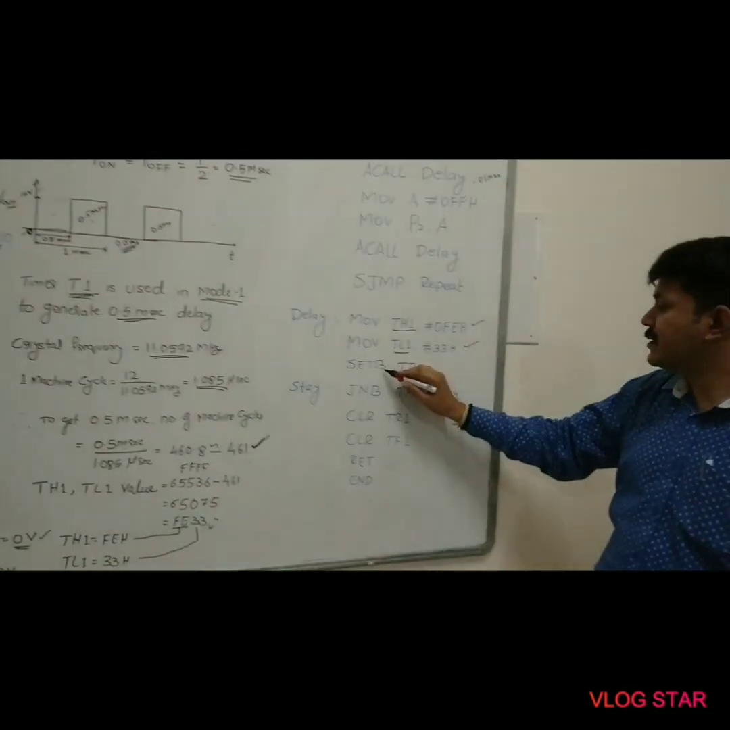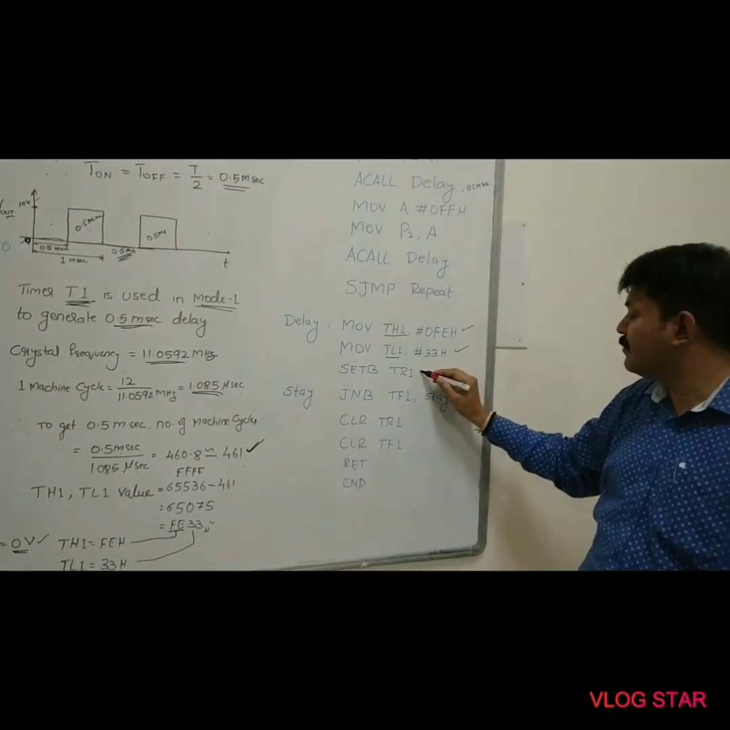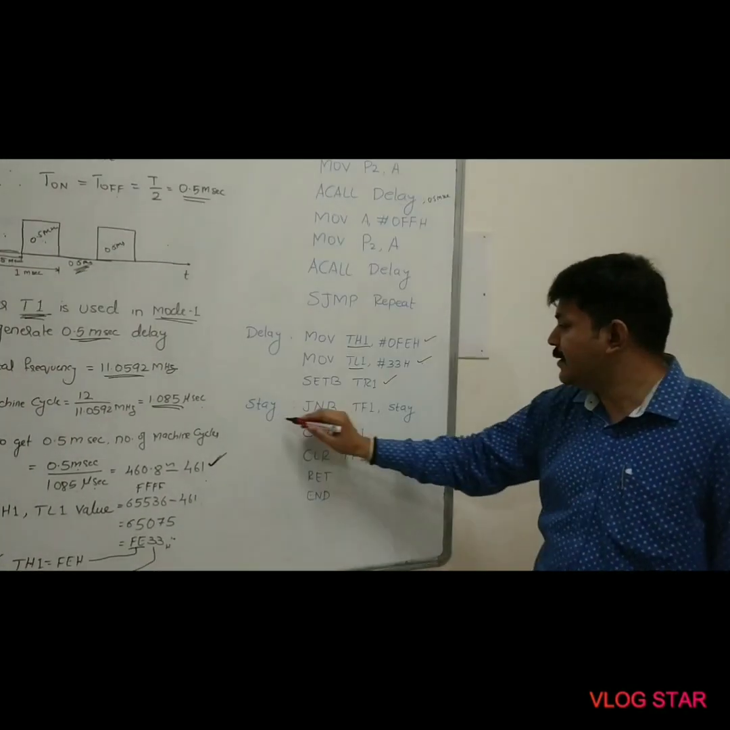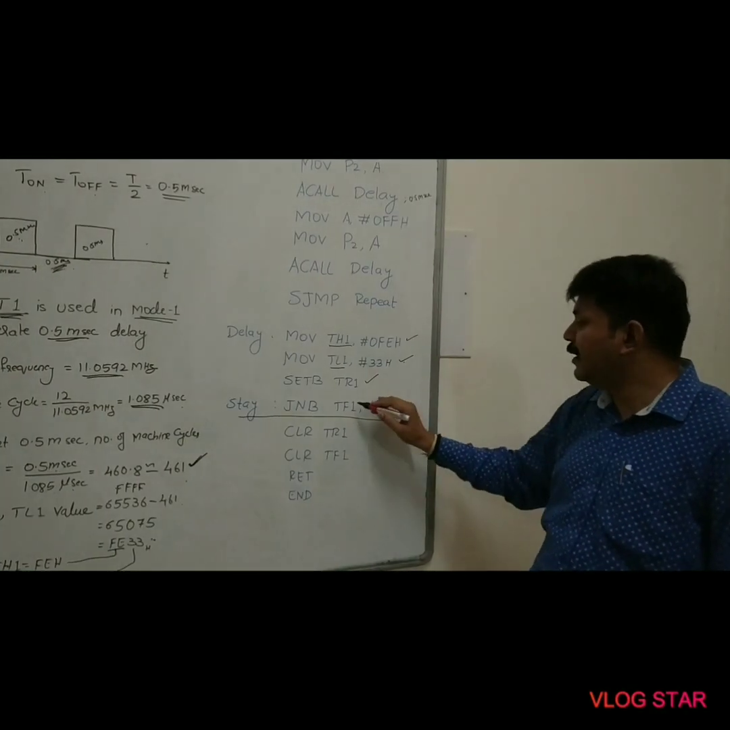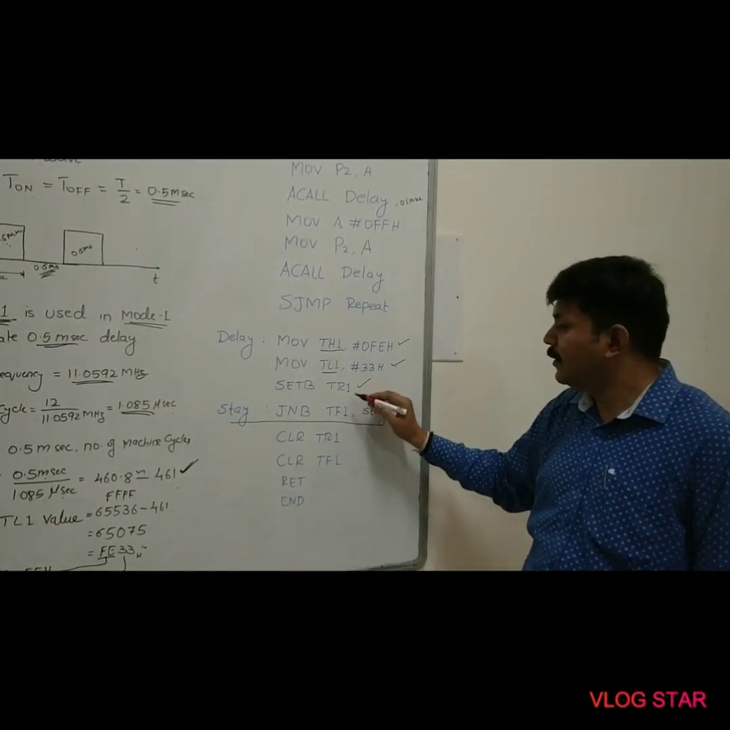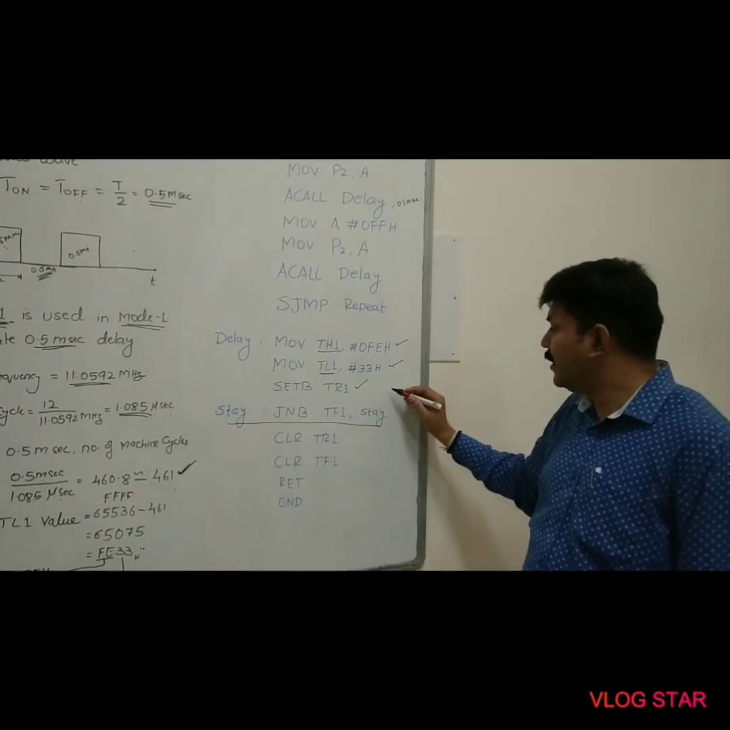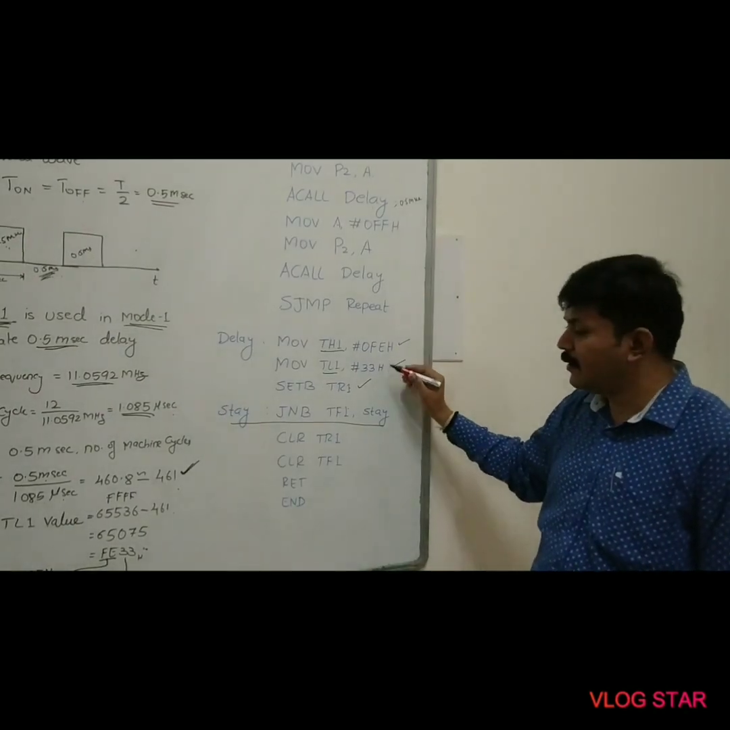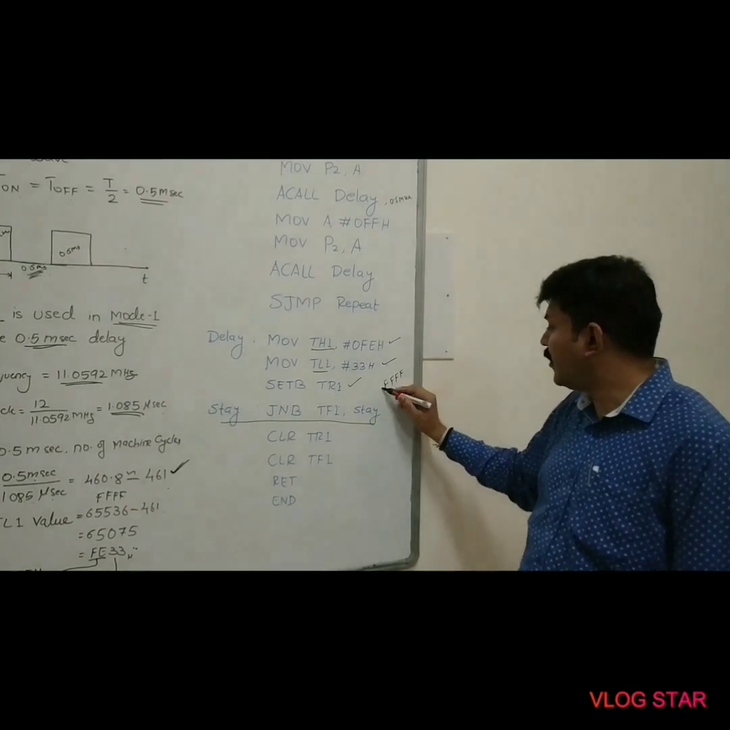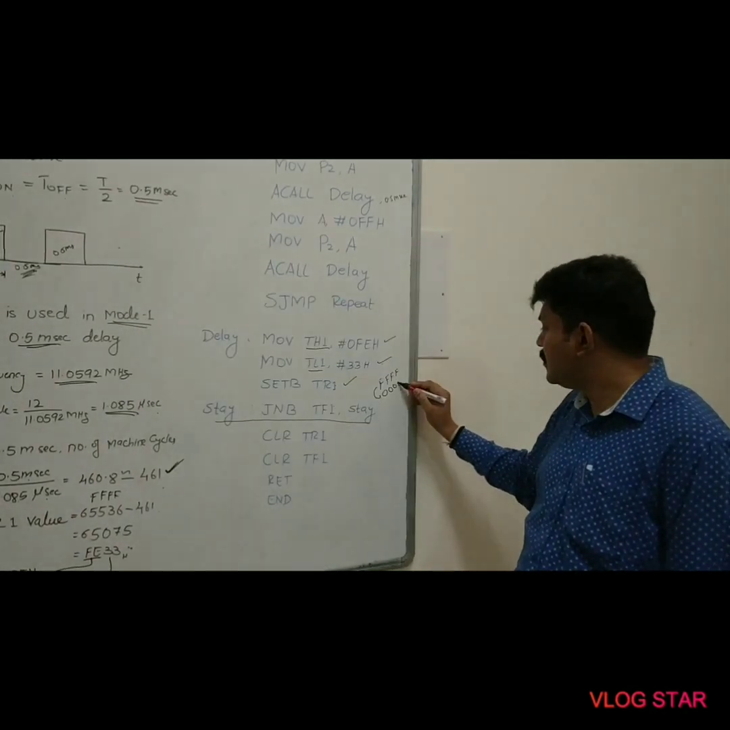Next, set bit TR1, which means I am starting the timer. Then I will stay in this line until the TF flag is 1. When I start the timer, it will start counting upwards until it falls from FF to 0000.